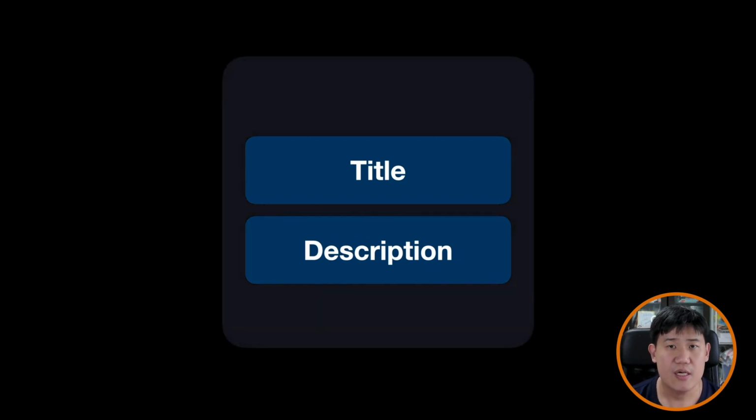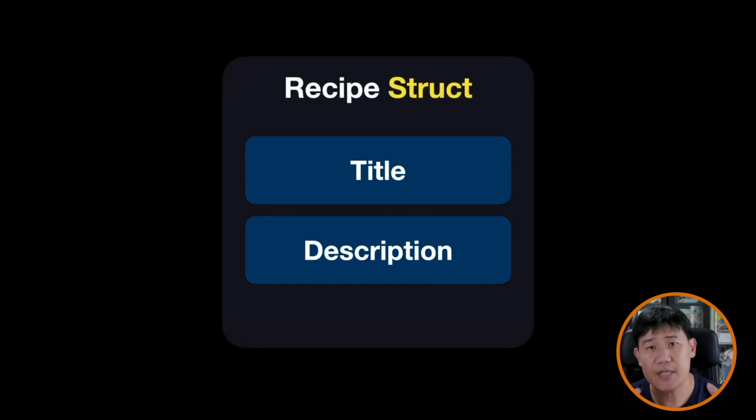Right now, we have a title and we have a description, and they're separate. What if we were to combine them into a single thing? And that's what a struct is. So what we can do is combine both title and description into something called a recipe. If you want the title from the recipe, you would say recipe.title. And if you want the description, you would say recipe.description.